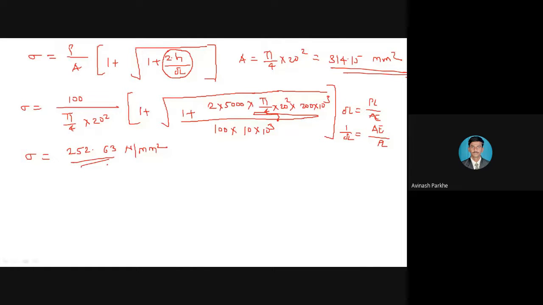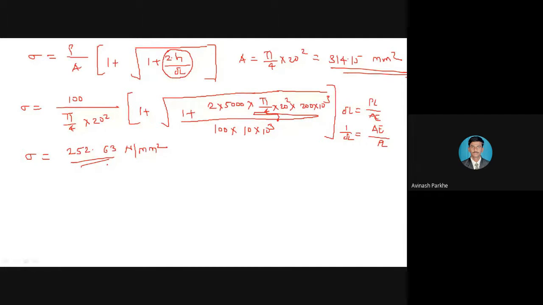Stress induced in the rod, or we can say stress induced in the collar, because the rod and the collar are rigidly connected to each other at the bottom side. So whatever stress is induced in the rod, the same stress we can consider in the collar. The calculation part is very important. First of all, solve the square root, then add 1 in that square root term, and then multiply by P upon A.